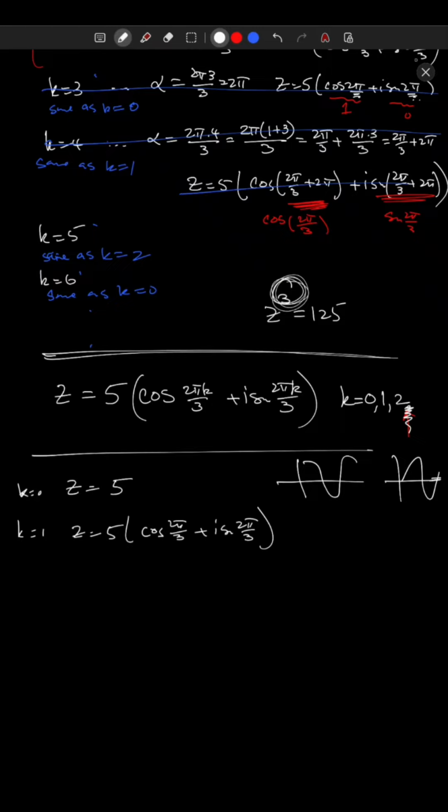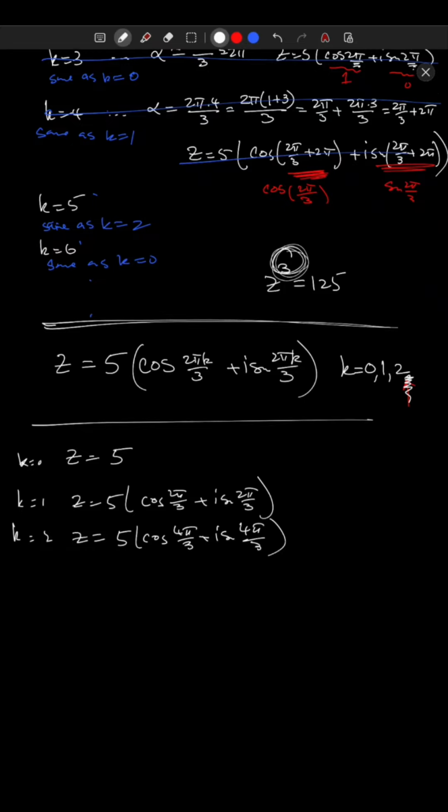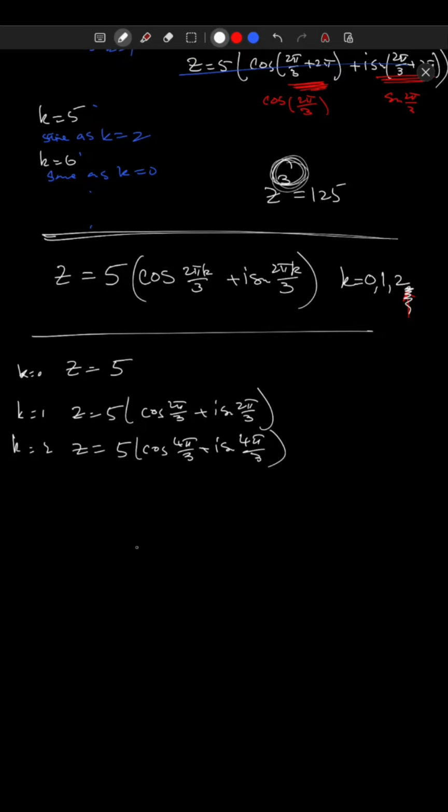Cosine, no, actually, I don't want to compute them. I actually just want to draw them. Sorry, I forgot about that already. Z equals 5 cosine 4 pi over 3 plus i sine 4 pi over 3. Let me draw them. So z equals 5, right? This was k equals 0, which was the angle 0. So z equals 5 lives right there. All right, so this was my first solution to the problem.